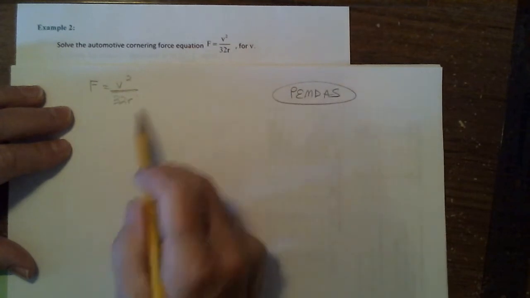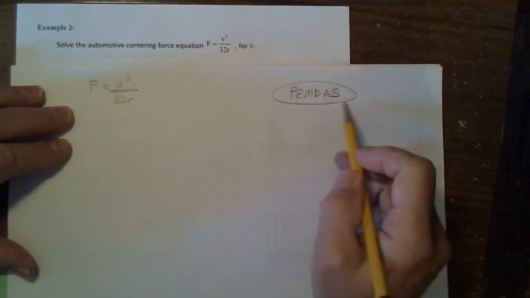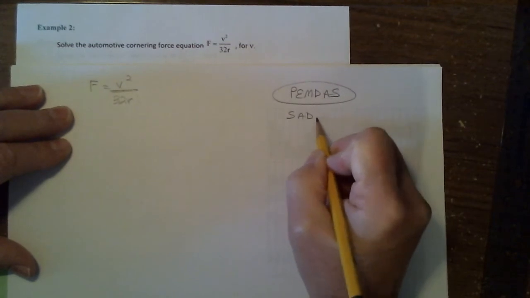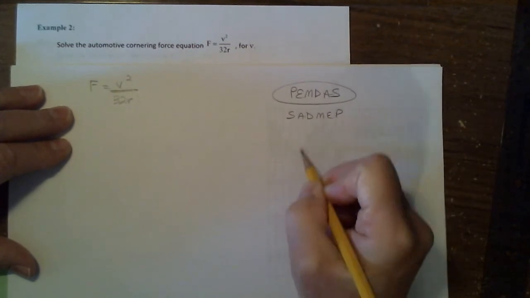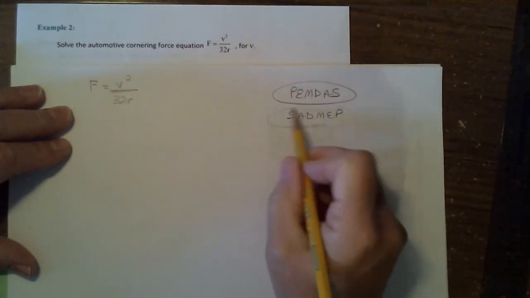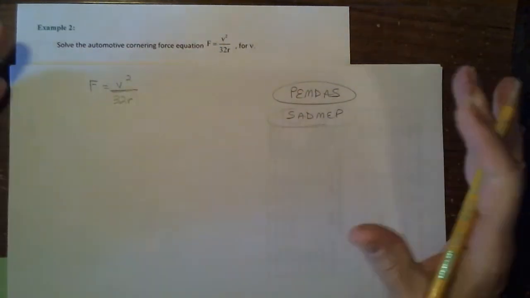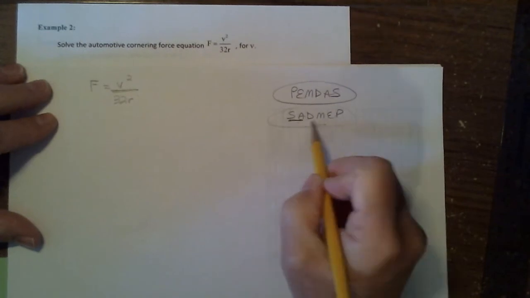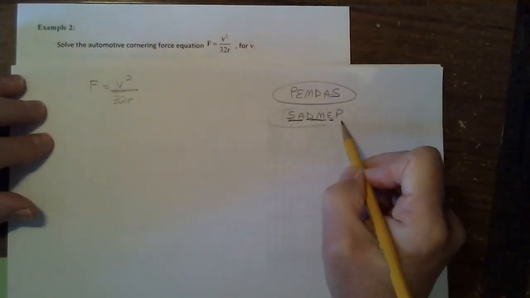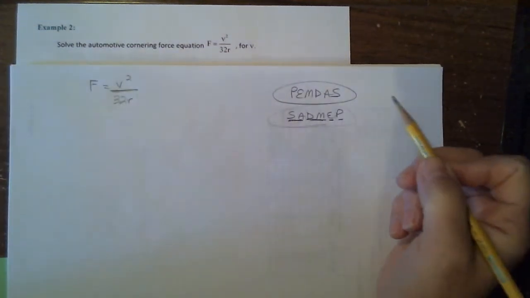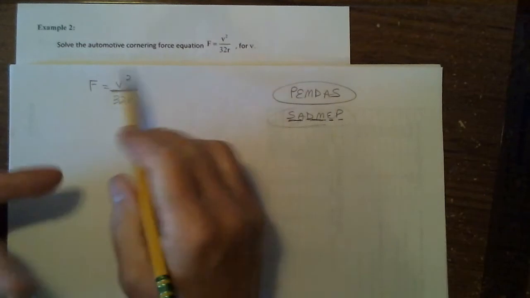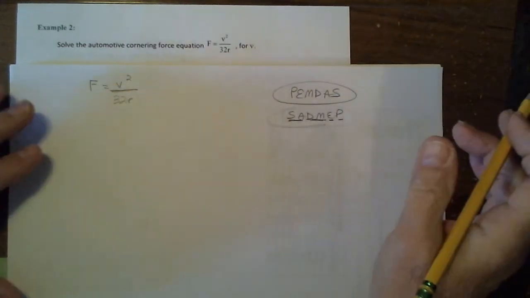So when you're isolating variables, you're going to be doing things in reverse. Let's see what that looks like in reverse. SADMEP. That's kind of interesting. So if there's any subtraction or addition going on, we're going to address that first. If there's any division and multiplication going on, we'll do that. If there's any exponents, we'll do that. And then we basically save the parentheses for last. And the best way to learn how to manipulate this is through practice.